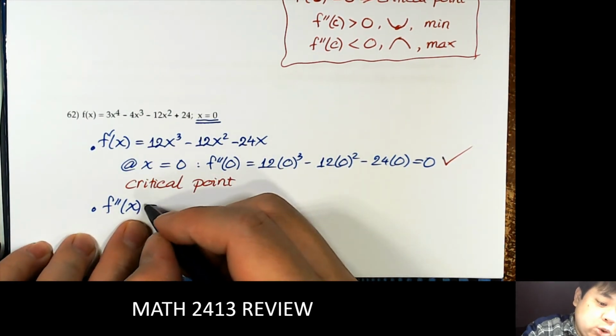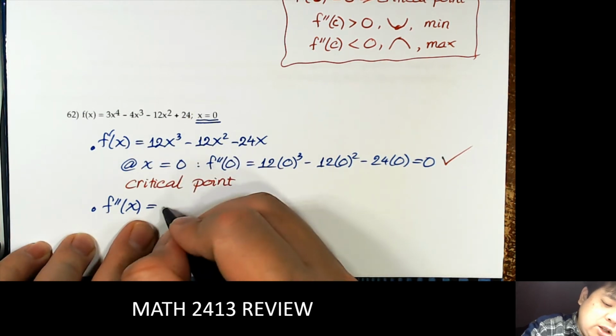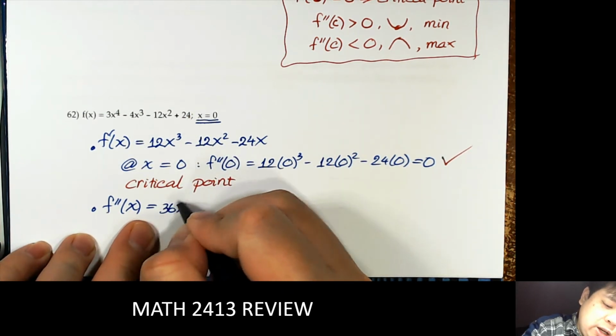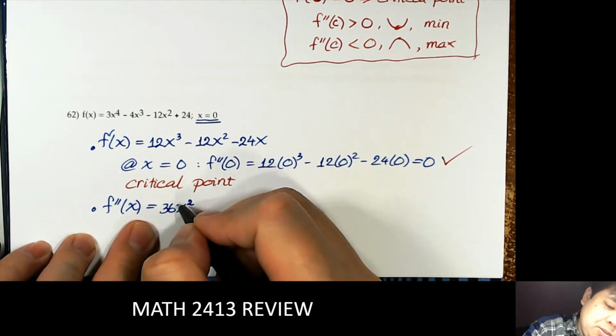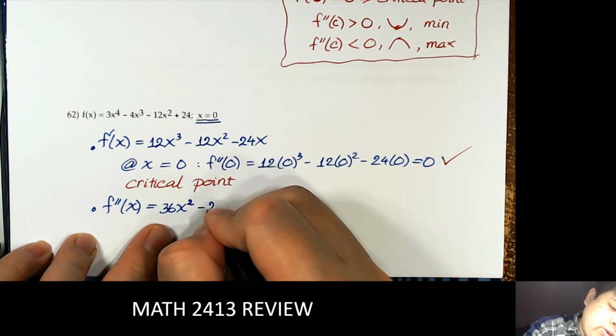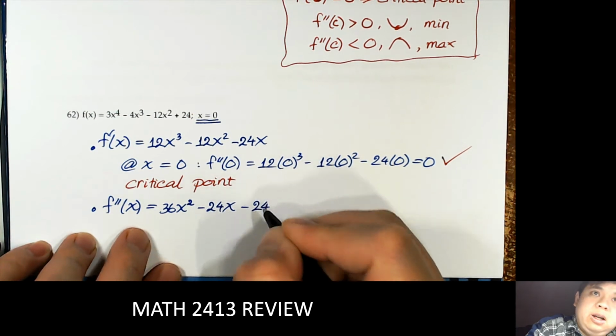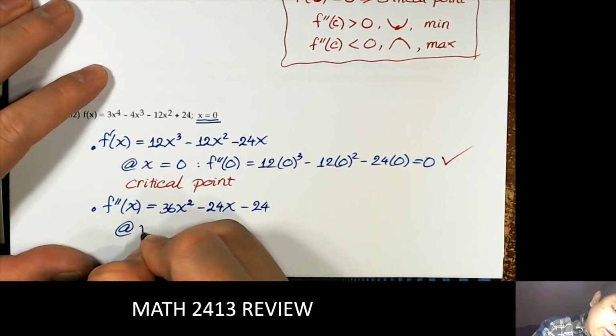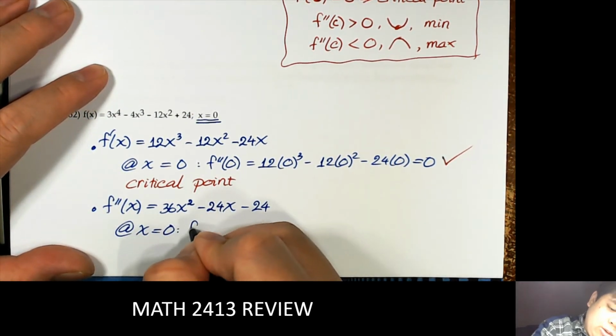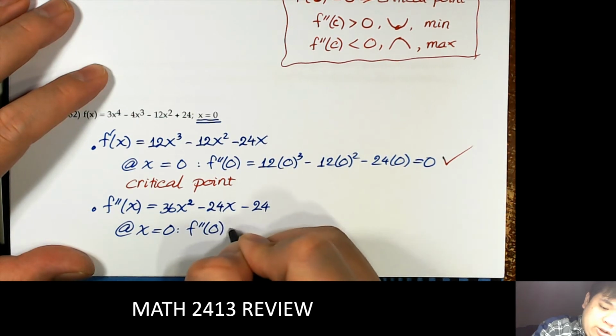The second derivative is equal to 36x squared minus 24x minus 24, and at x equal to 0, we take the second derivative.